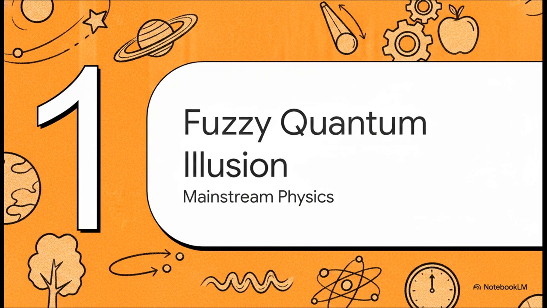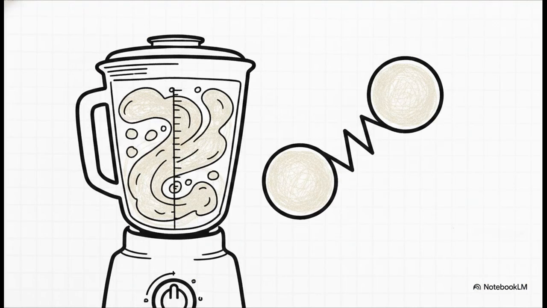Section 1. The Fuzzy Quantum Illusion. To really grasp how we might be getting reality totally wrong, we first need to look at what mainstream physics accepts as the absolute truth right now. Okay, let's dive into this. The established view of quantum mechanics basically tells us that reality is a fuzzy, blended smoothie of probabilities. According to Heisenberg, things exist as these vague probability clouds.